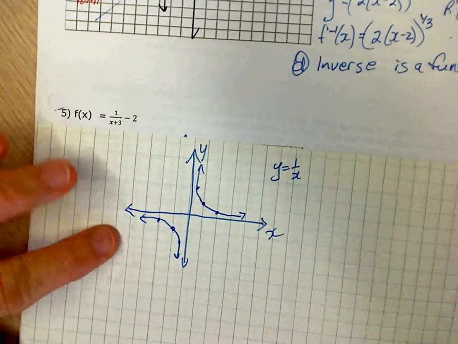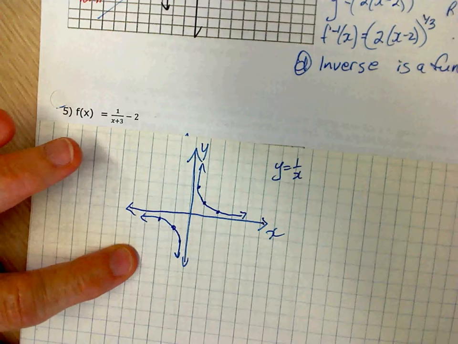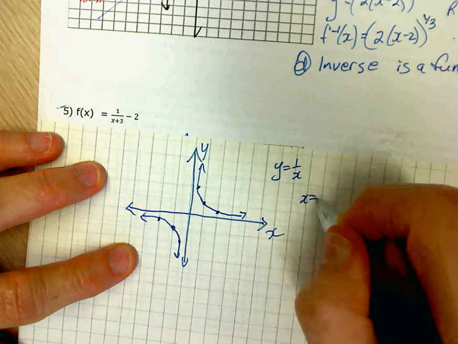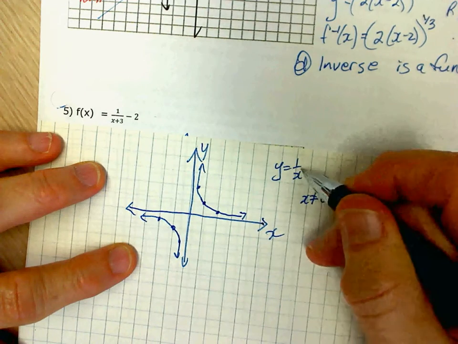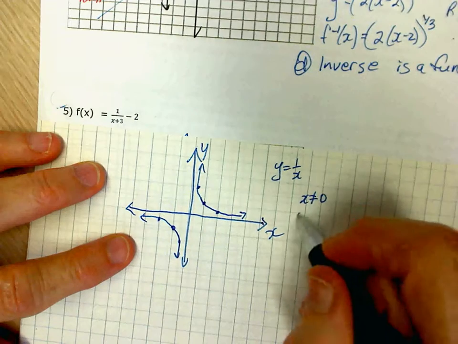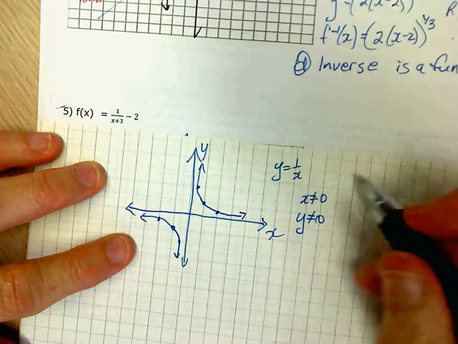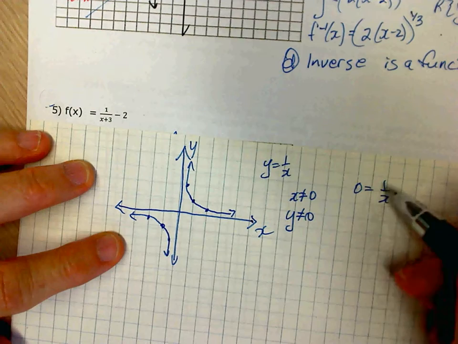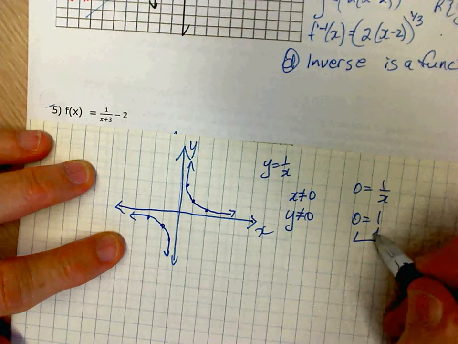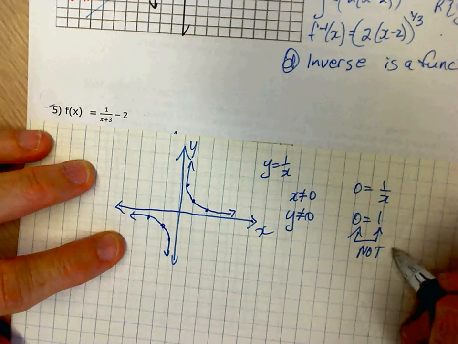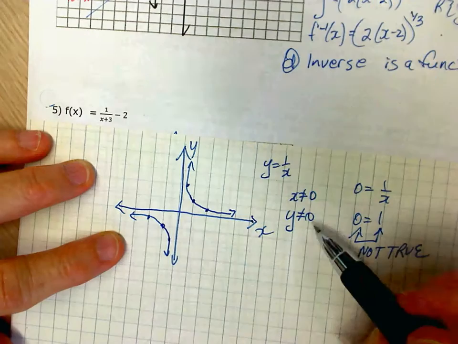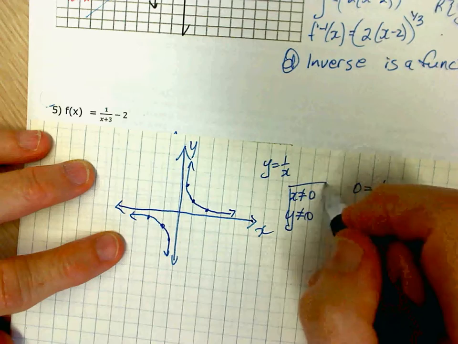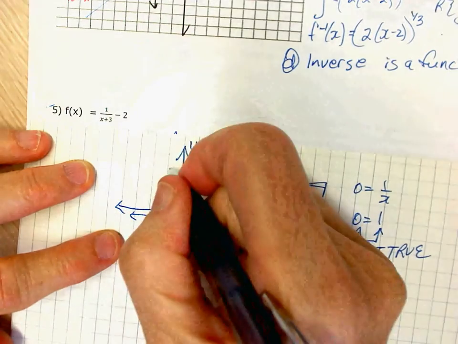You have a vertical asymptote where x cannot be 0, because you can't divide by 0. You also have a horizontal asymptote where y cannot be 0. Because when you plug 0 into this equation and multiply both sides by x, you get 0 equals 1. This is not true. Therefore, y cannot be 0. So here are the asymptotes. When you label them, this is x equals 0. This is y equals 0.